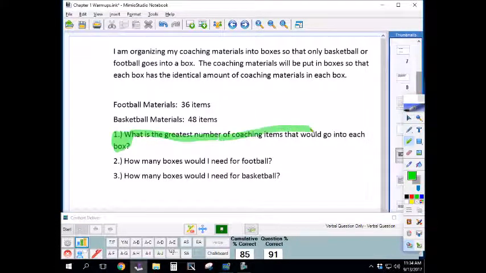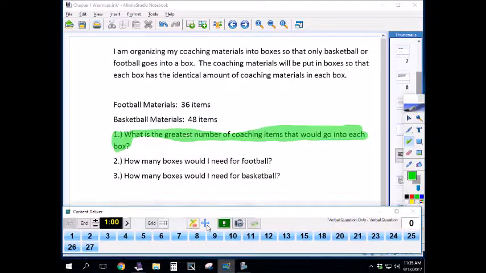So I'll read it to you, and then you guys are gonna decipher what type of question it really is. Okay. So it says, I am organizing my coaching materials into boxes, so that only basketball or football stuff goes into one box. The coaching materials will be put in boxes so that each box has an identical amount of coaching materials in each box. We have 36 items for football and we have 48 items for basketball. What is the greatest number of coaching items that would go into each box? So you guys go ahead and get started on that. Do not worry about number 2 and 3 yet.